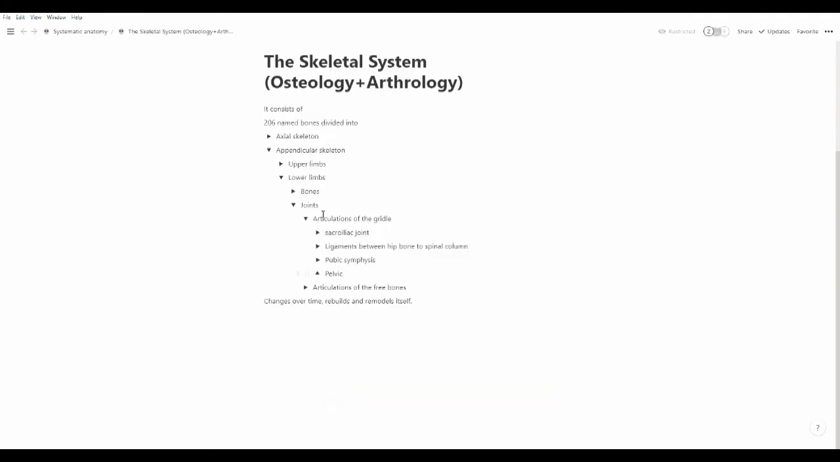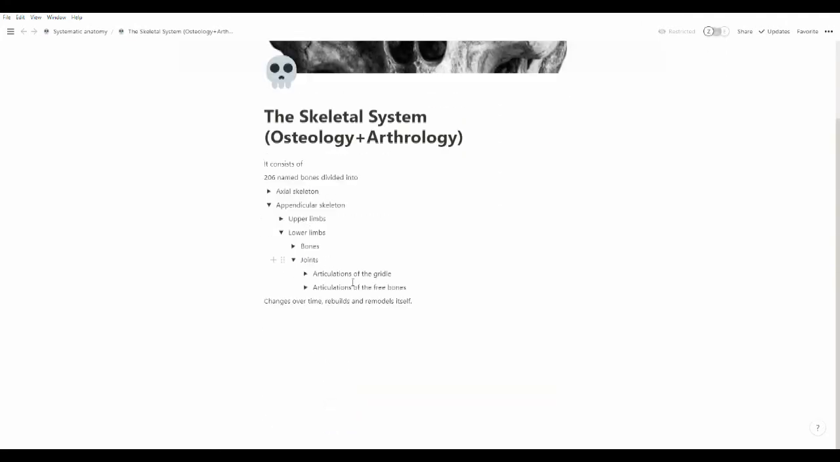All right, so by that we end the articulation of the girdle of the lower limb. Now let's talk about the articulations of the free bones of the lower limb. So let's have a look. This is very straightforward to keep track of. We have the hip joint, the joint between the hip bone and the femur. We have the knee joint, the joint between the femur and the tibia and fibula, and we have the articulations between the tibia and fibula, and also the joints of the foot. So let's get started.